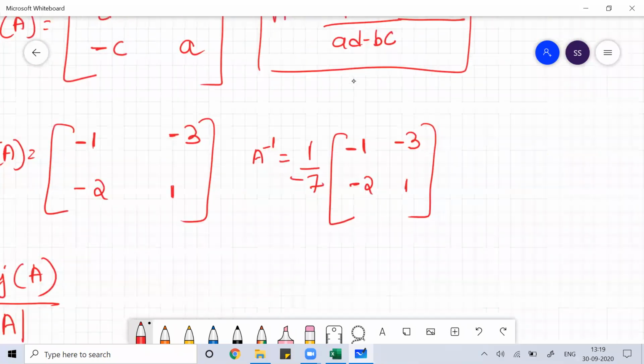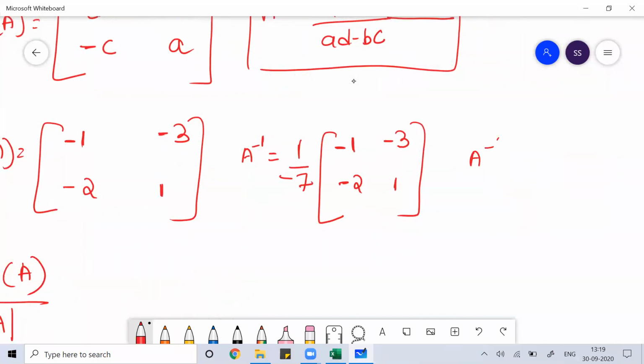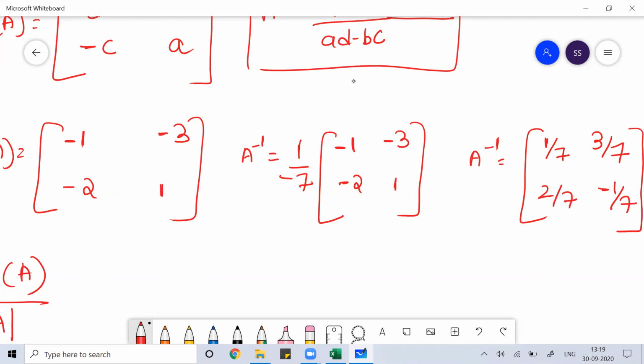So I can write the inverse of this matrix is equal to 1 by 7, 3 by 7, 2 by 7 and minus 1 by 7. This is the inverse of this matrix. So adjoint divided by the determinant is the inverse of the matrix. For your BCom, BBA, BCA, for everyone, the concept of adjoint and inverse are very important.